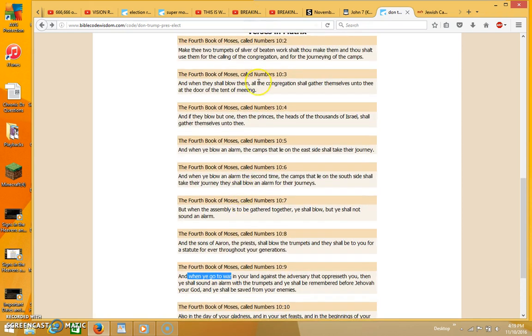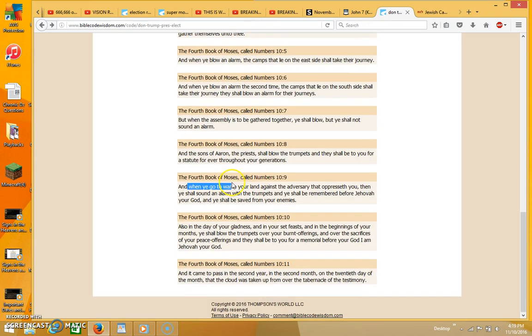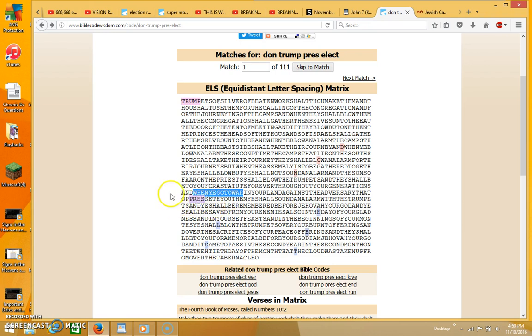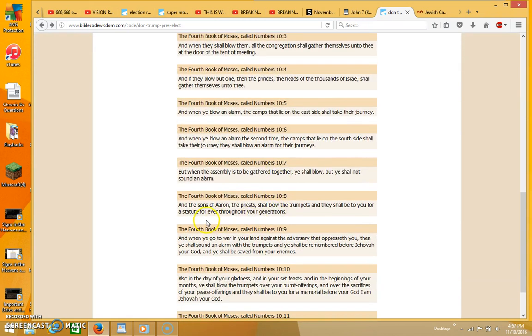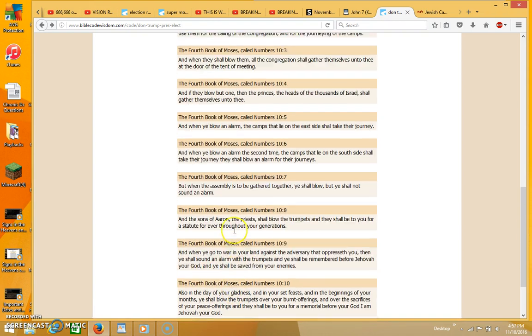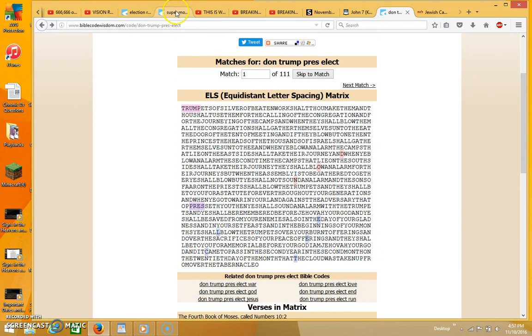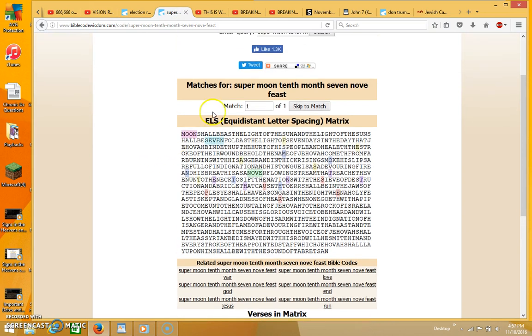Okay, so this matrix is talking about when you're supposed to blow the trumpet. And I think it's interesting that you're supposed to blow the trumpet when you go to war. And as we all know, war is on the horizon, which again may be part of the reason for the symbolism of the trumpets and the name Donald Trump, and how that seems to be symbolic of the trumpets being blown. And it says you're also supposed to blow the trumpets at the time of the new moon, which actually brings me to this other table over here that I did on the super moon.